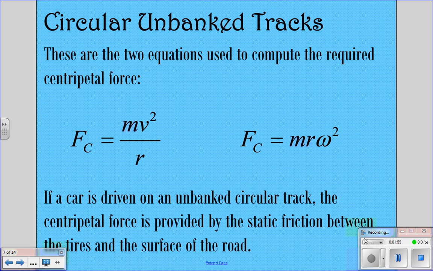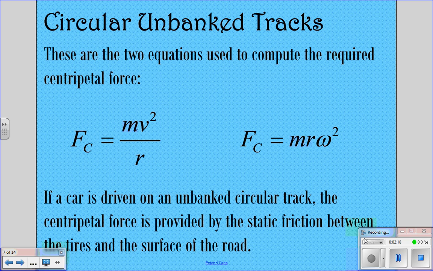If you're not sure what unbanked and banked means, think about a NASCAR track. It is always going to be banked as they go around the curve. It means it's like at an incline. It's tilted. And that's to help keep the car from just sliding off the track.